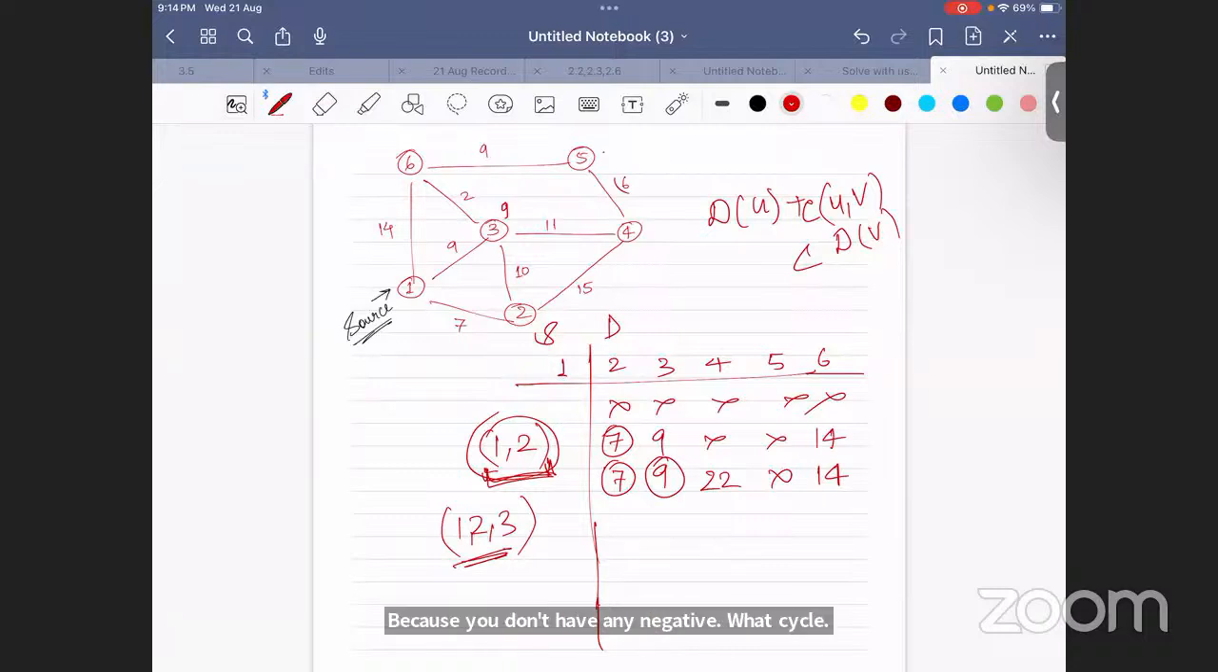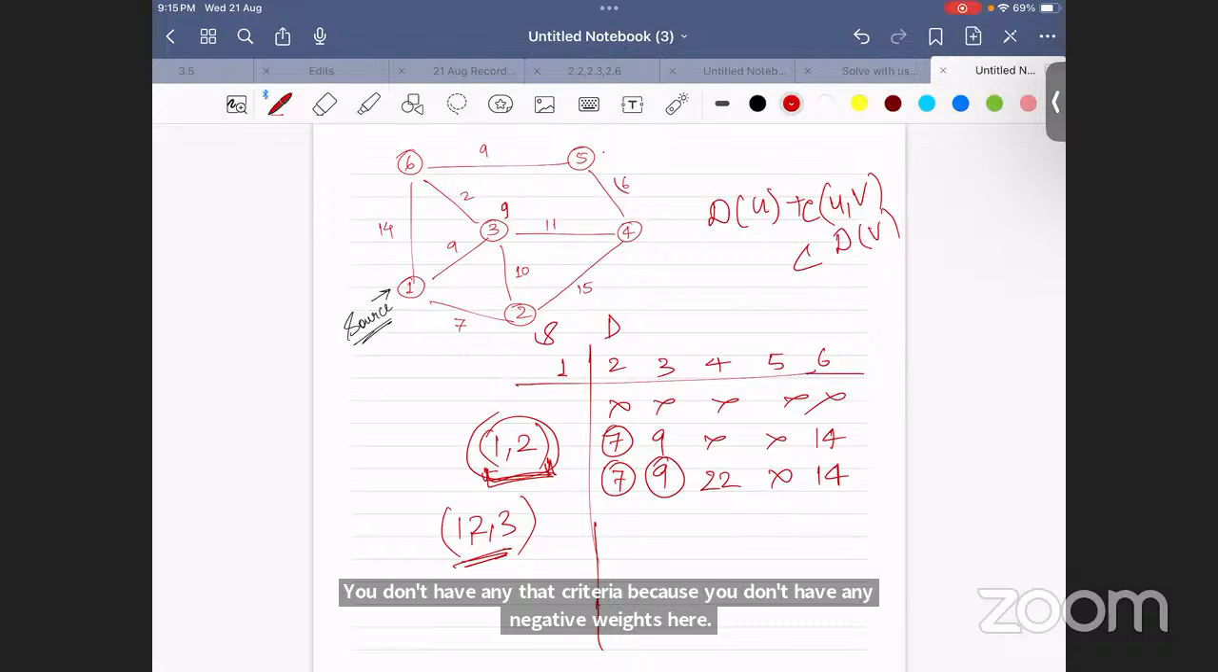Are you getting me? If you have negative weights, like in Bellman-Ford, that's why you have to do a fixed number of iterations. Here you don't have that criterion because you don't have any negative weights. You just have positive weights every time, correct?